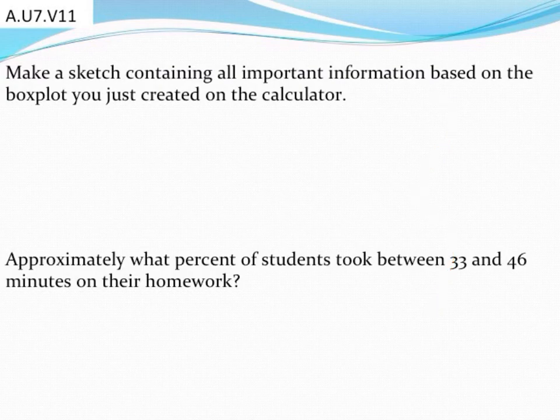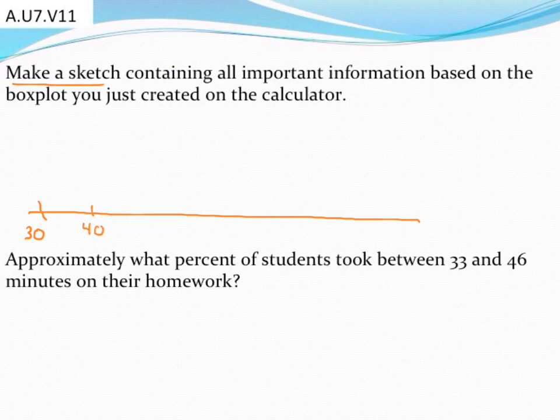So first of all, let's go ahead and make a sketch just by hand of what we saw on the calculator in the last example. Besides just making a box and whisker plot, I want to try to be a little bit accurate with this. So I'm going to create an x-axis down here. Looking at my data, my minimum was 33 minutes spent on homework. So just to make this convenient, I'm going to start at 30, and then I'm just going to count up by tens.